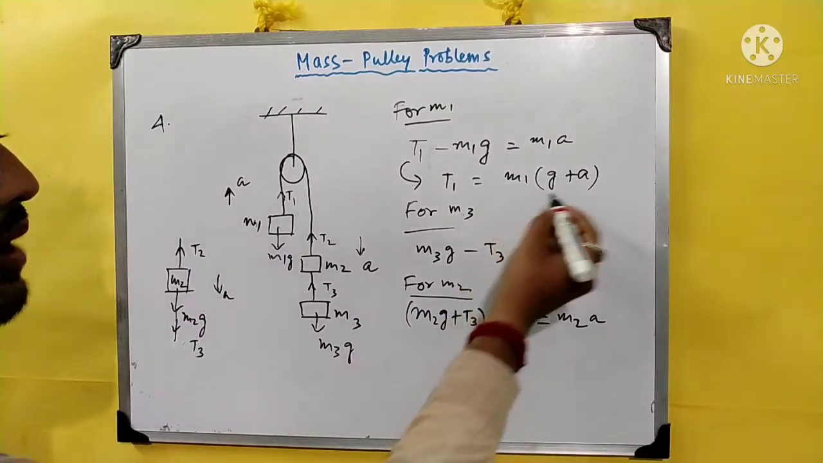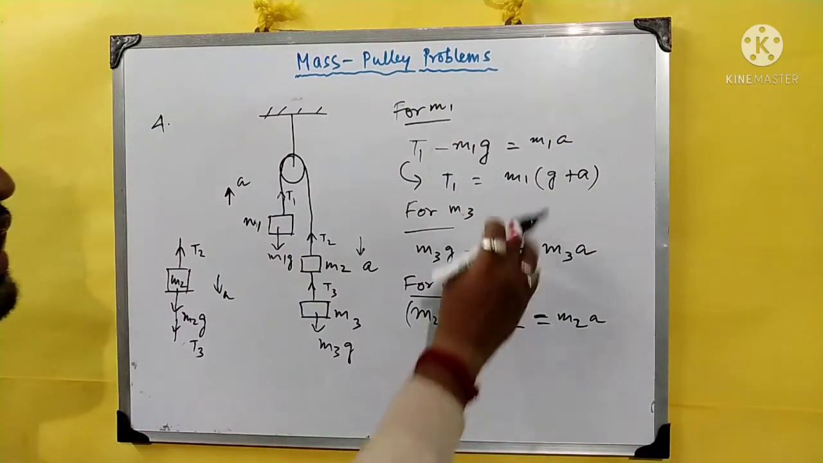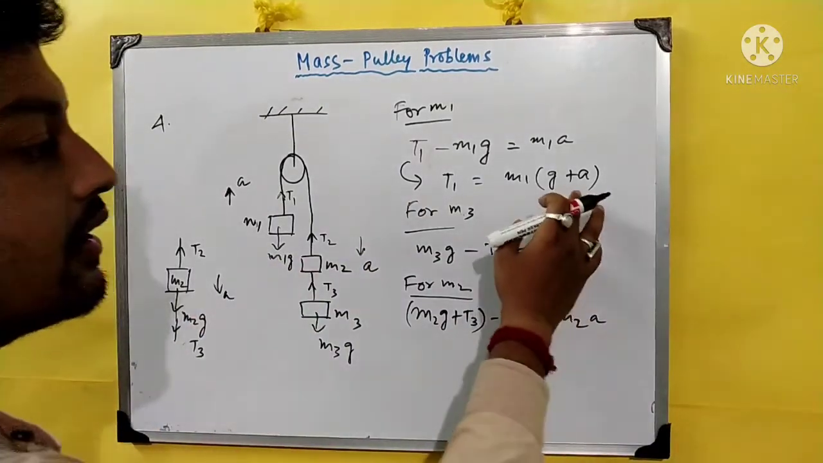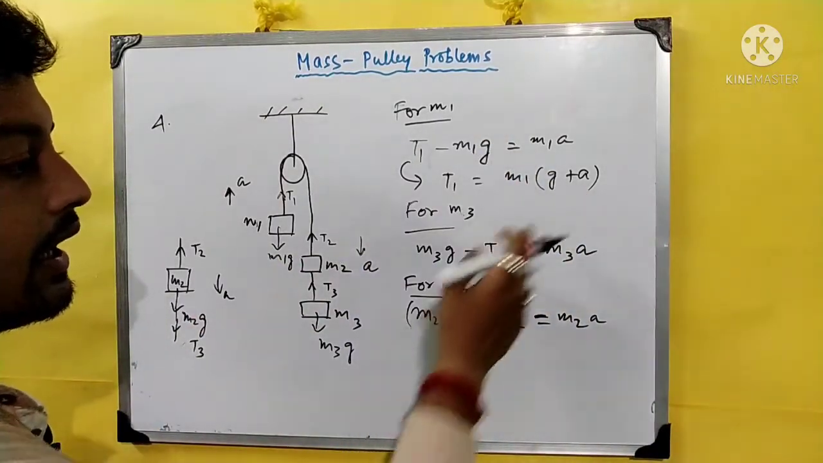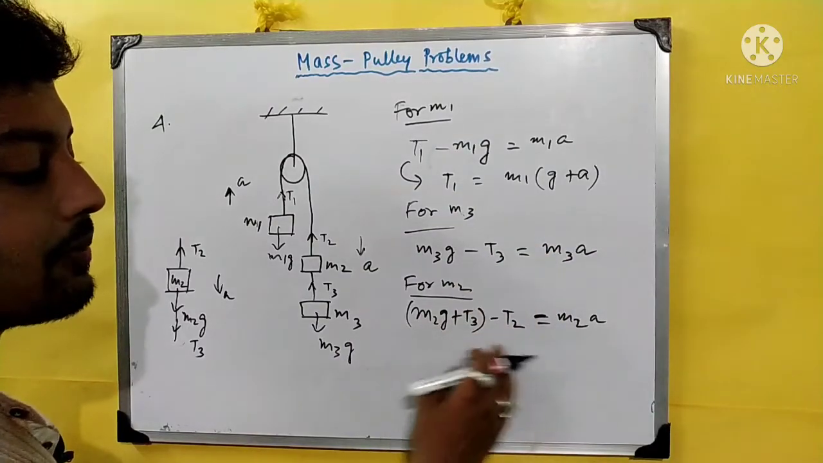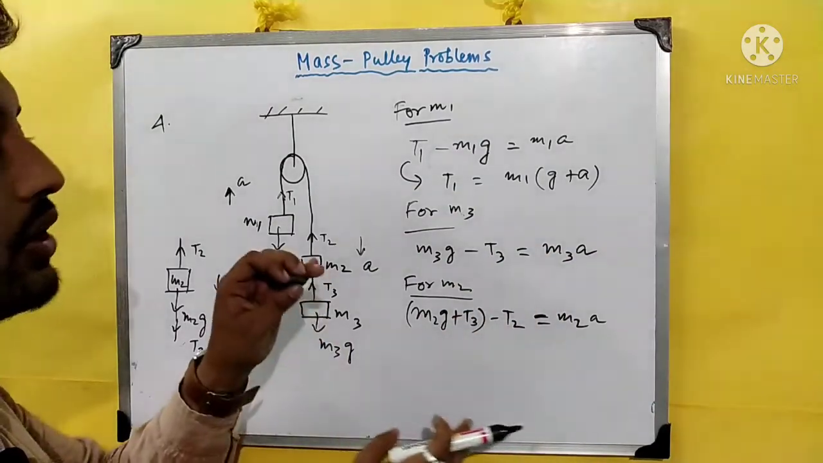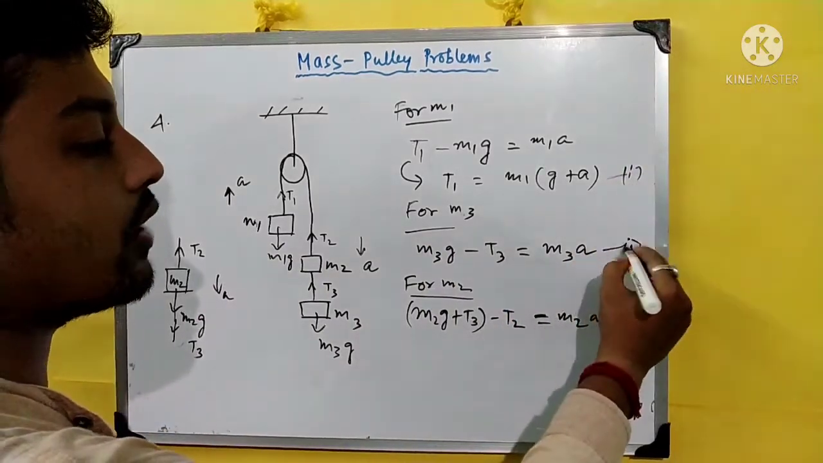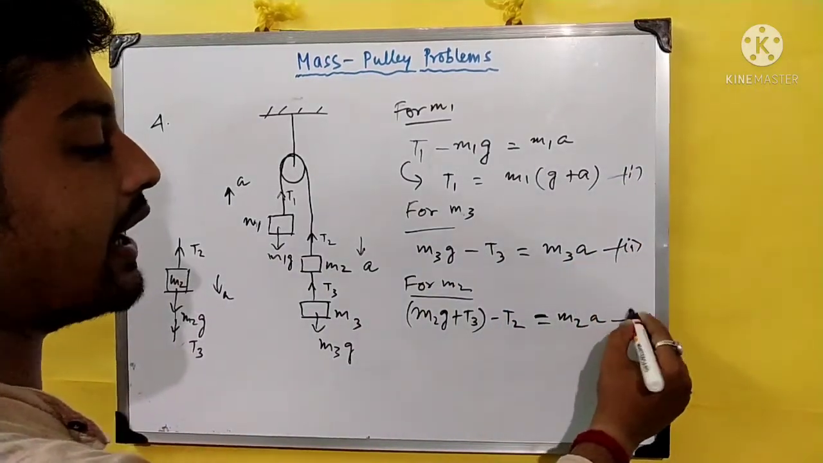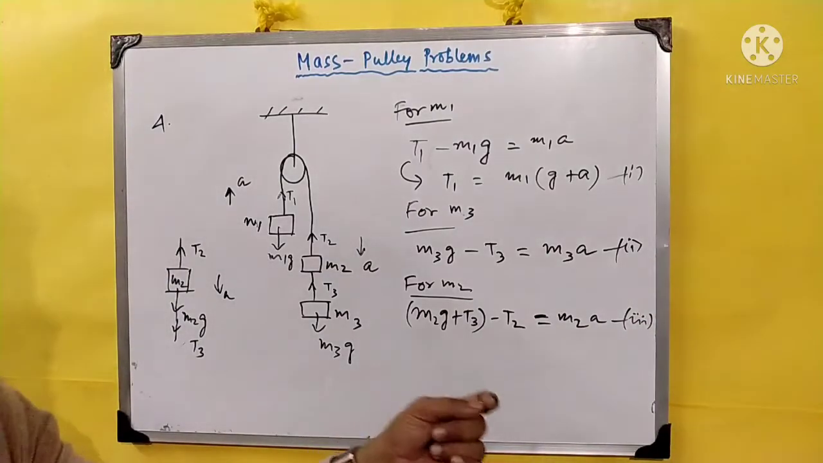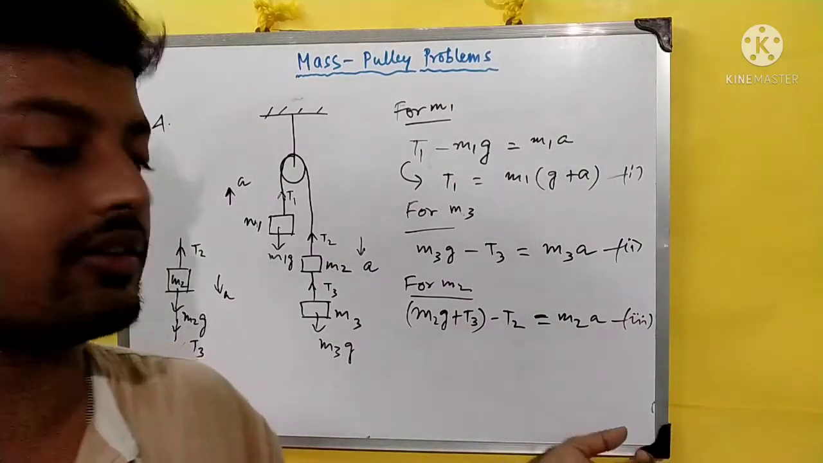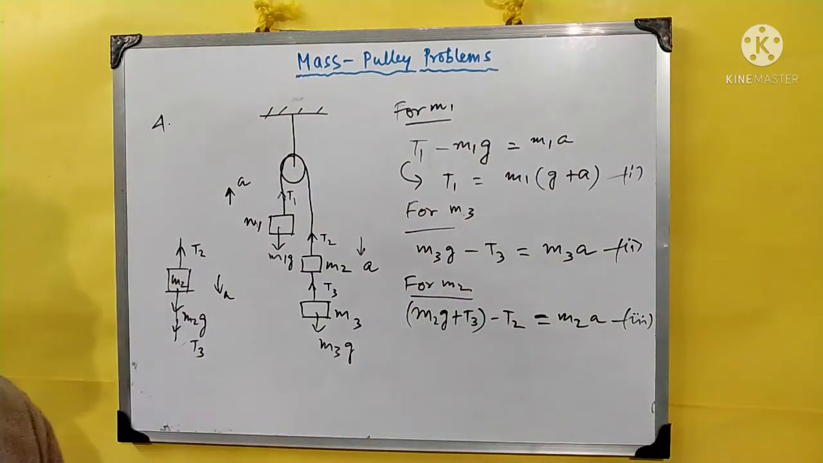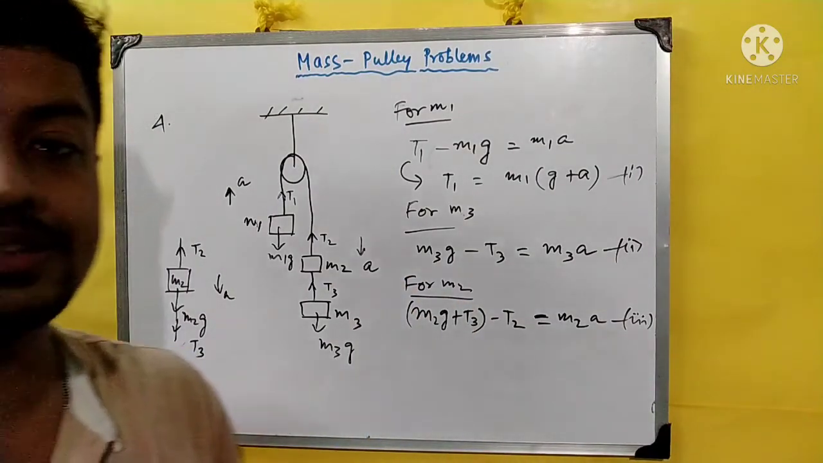So what do you get from here? You will get the value of T1 if the mass value of M1 is given. The value of g you know. Acceleration you will get from this equation. Okay, so you can interchange the values for equation 1, equation 2 and equation 3 to find out the expression or to calculate the values of acceleration and tension. Okay, this is how we can solve mass and pulley problems.